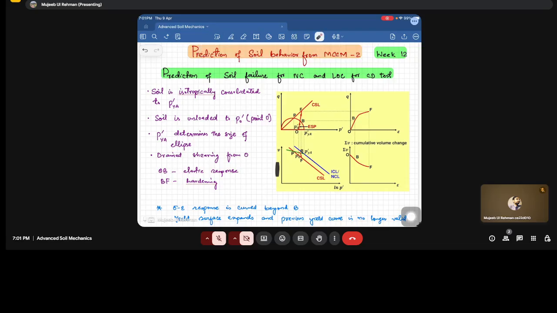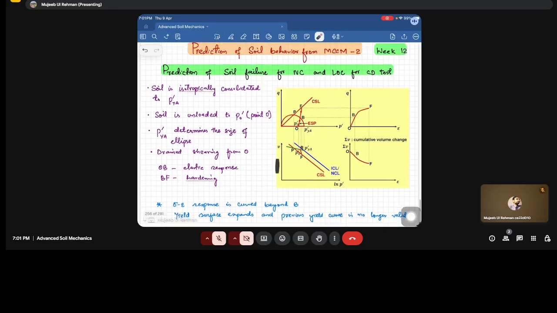So this is the typical q-p plot for the drained test, in which the soil is isotropically consolidated to p'a, and then once it is consolidated, it is unloaded to point O, and from point O we are starting a drained test.